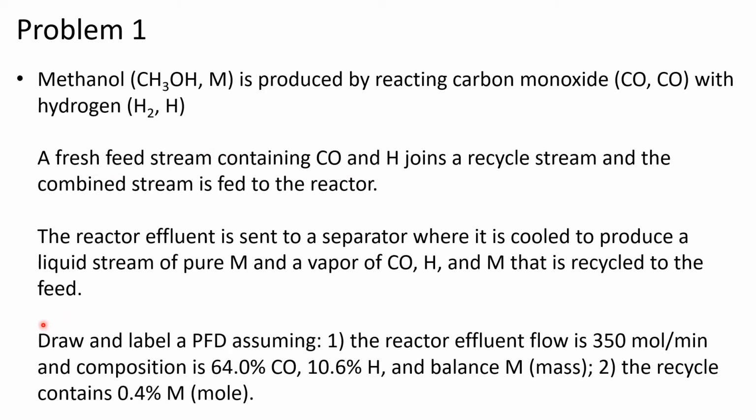What I'd like for you to do is pause this lecture and draw and label a process flow diagram, assuming first that the reactor effluent flow, the stream that immediately leaves the reactor, has a flow rate of 350 moles per minute, and its composition is 27.3% CO, 63.2% hydrogen, and the balance methanol. Now this is on a mass basis. This is going to cause a little bit of a problem because the flow rate is given in terms of moles, so we're going to have to convert these mass fractions to mole fractions.